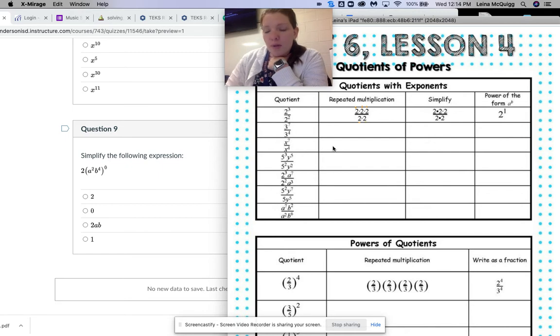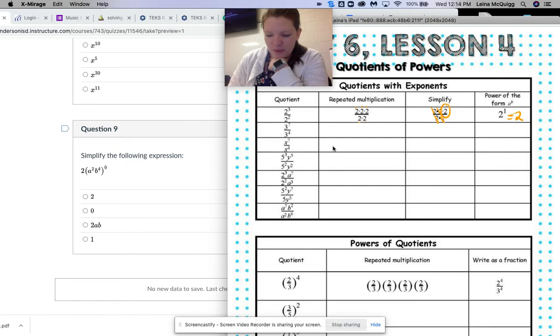Well, if we remember, 2 divided by 2 is just 1, right? So 2 divided by 2 is 1. Another 2 divided by 2 is 1. And so all I'm left with is a 2 on top, 2 to the power of 1, which is 2. Okay, so let's look at it.